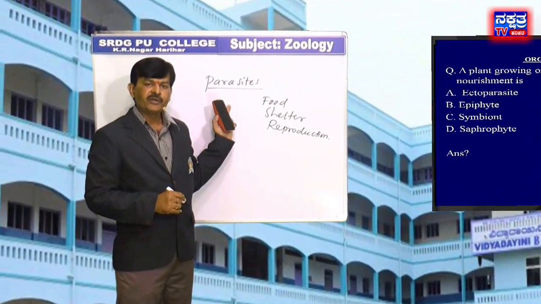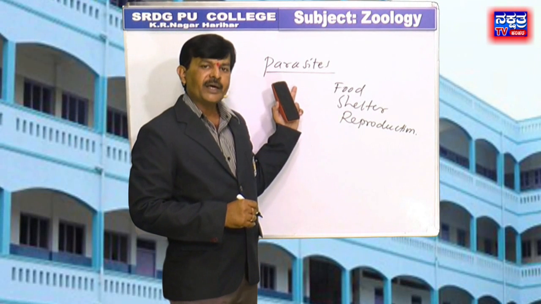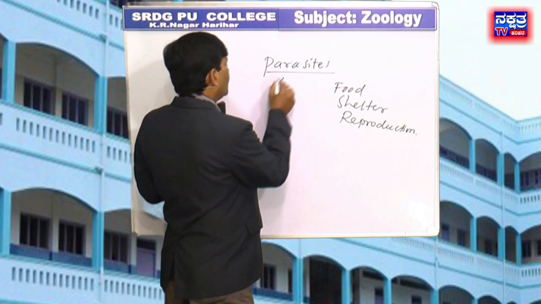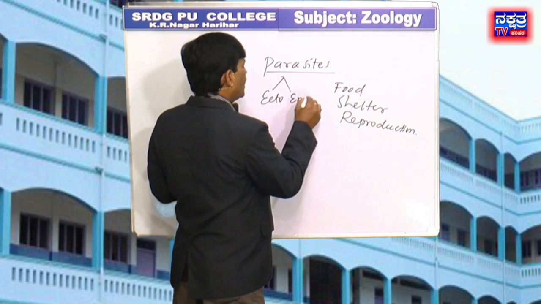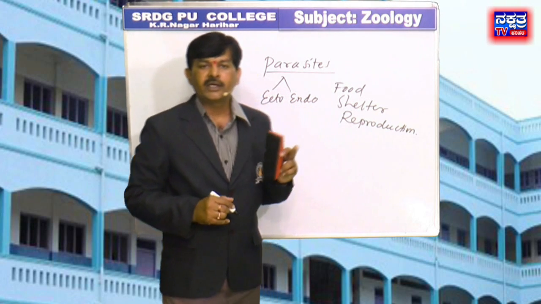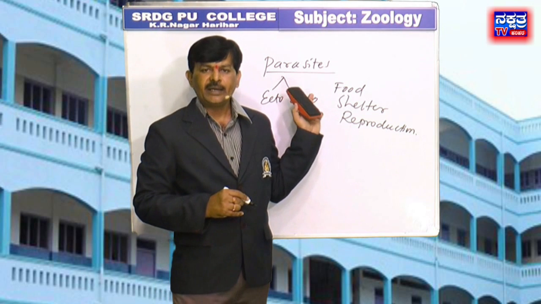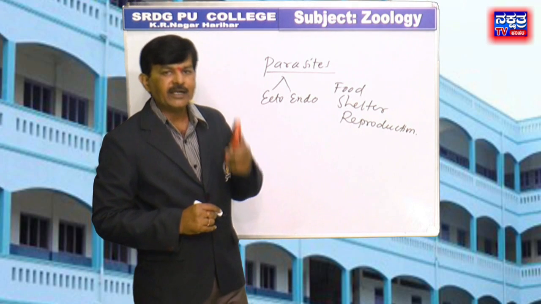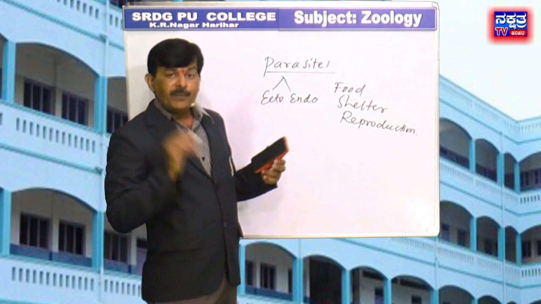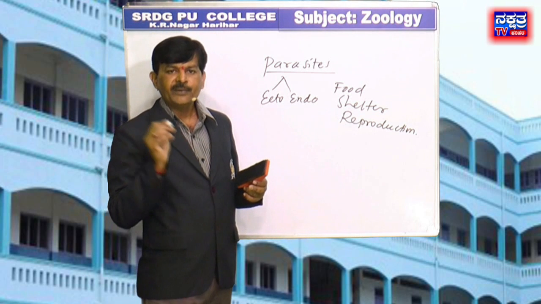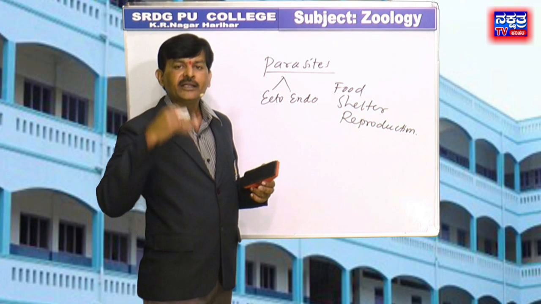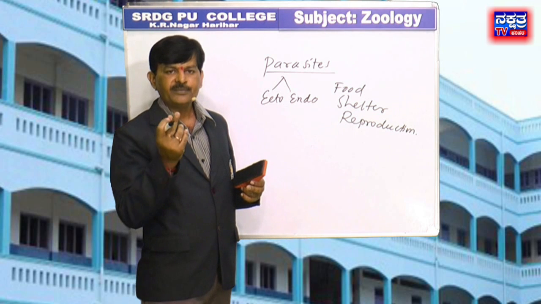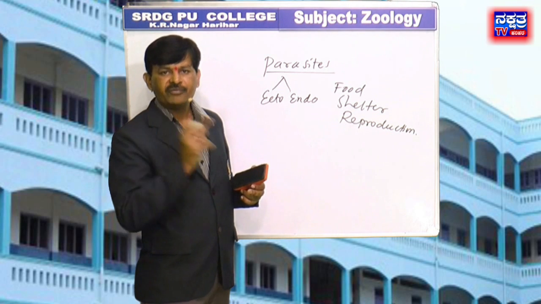Such kinds of organisms are called parasites. Based on their mode of nature, parasites are classified into different types. They are ectoparasites and endoparasites. Ectoparasites are parasites that live outside the body of the host. But epiphyte, epi means above, phyta means plants. A plant growing on another plant without drawing any nourishment, that type of adaptation is called the epiphyte.